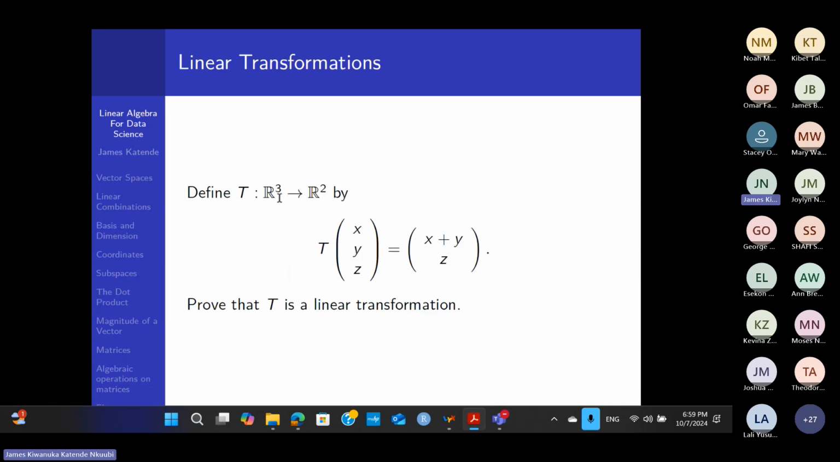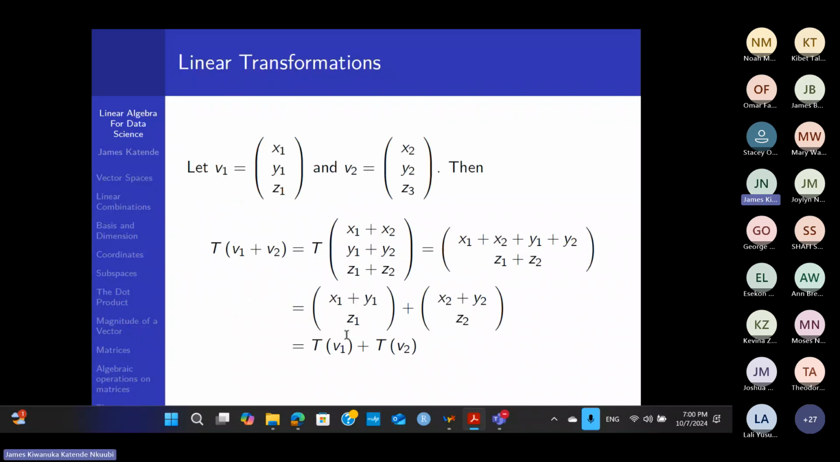So this is another example, but now we have a map from R3 to R2. It takes a vector in R3 and sends it to this vector in R2. What it does is simply pick the first two components, add them, and make z, the third component, the second component in the image. So now you end up with a vector in R2, but you started with a vector in R3. Again, the aim is to prove that this is a linear map. To prove that, we need to check those two properties again.